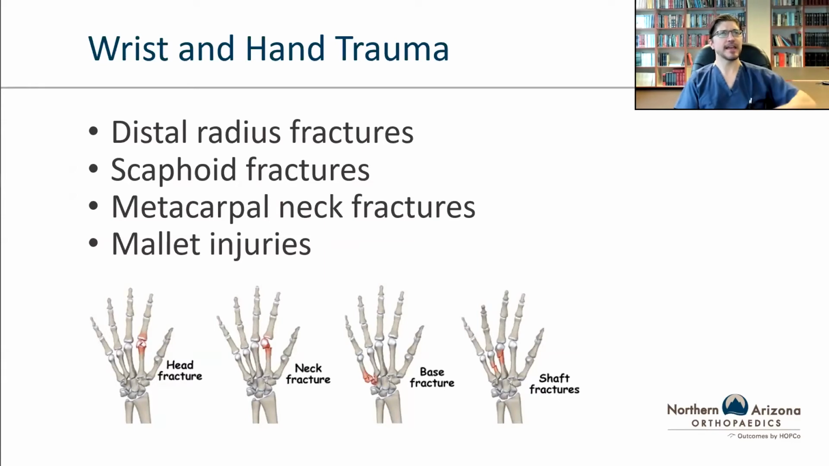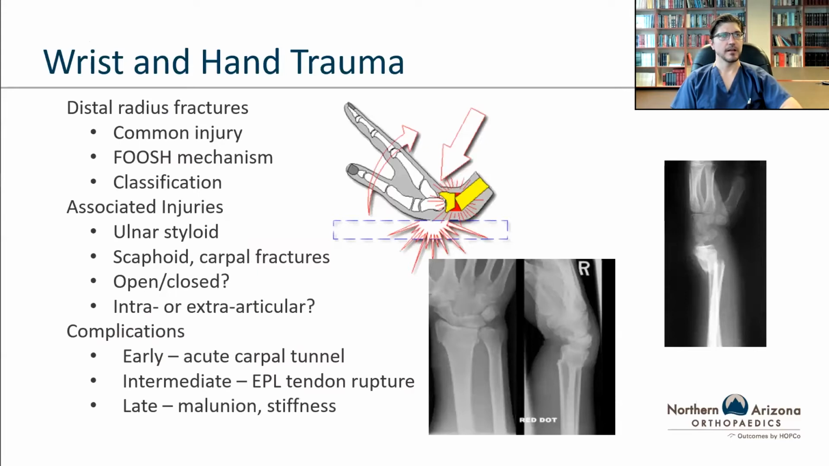Moving on to hand and wrist trauma, very common injuries that we see on a daily basis include distal radius fractures, scaphoid fractures, metacarpal neck fractures, as well as mallet injuries. And we'll discuss each of these. Distal radius fractures are very common. They usually occur due to a FOOSH injury or fall onto an outstretched hand, as depicted in that cartoon.